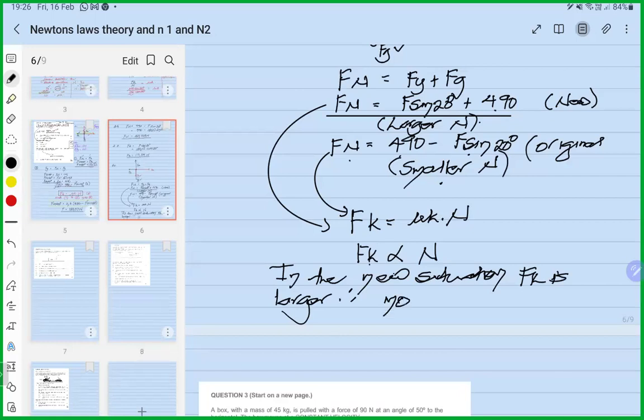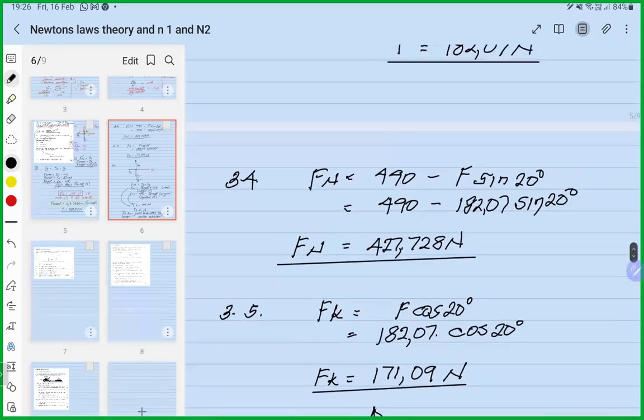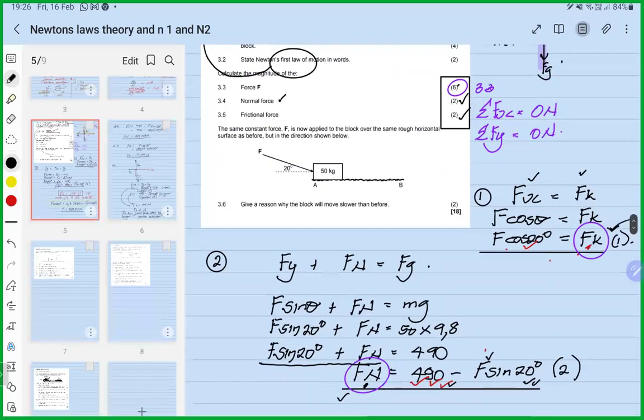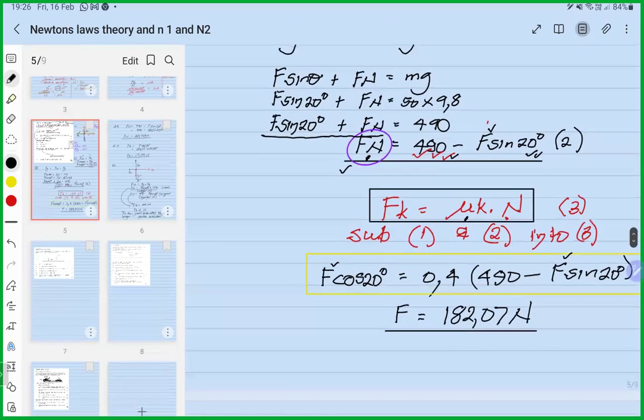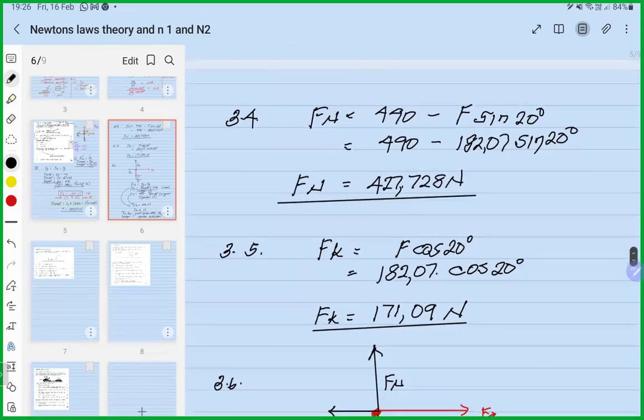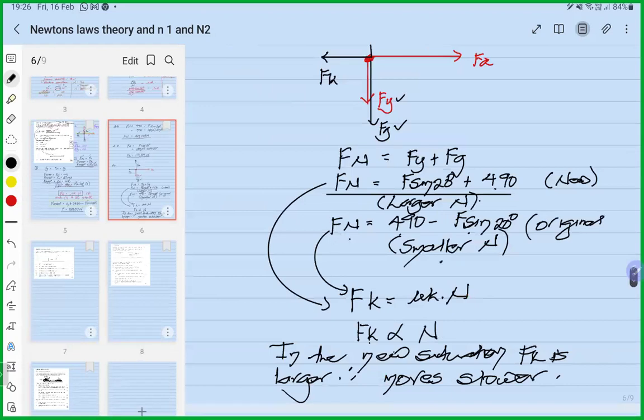Therefore, it moves slower because there's more friction. Look at the question now. Give a reason why the block will move slower. It will move slower here because the frictional force it will experience when you're pushing it will be much larger than the frictional force that you will have when you're pulling it. And the reason for that is because the normal force originally is smaller because you're subtracting F sine 20. And this new normal force is bigger because you're adding the F sine 20.